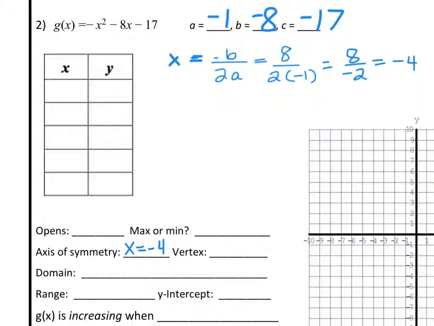Now you need to plug in to get the vertex. Yes? It would not. Because this is negative b, you're going to change the sign of the b. It was negative before, now it's positive. Good question. Now you plug in. y equals negative times -4 squared minus 8 times -4 minus 17.